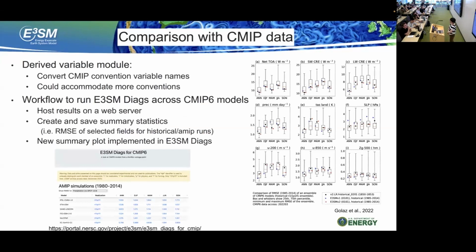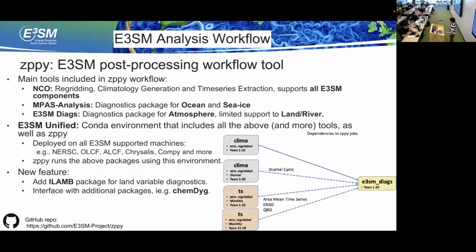A little bit more about the CMIP data support. So we support CMIP variable name convention in E3SM Diags. And Chris Golaz generated a workflow to run E3SM Diags across all the CMIP6 models. And we created this web page to host all the results. So one can compare E3SM Diags results with other CMIP models. I provided a link here. You can view the results later. And the box plot for root mean square error, you have been seeing multiple times earlier, I believe.